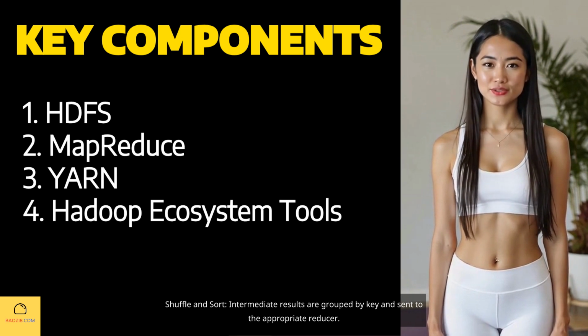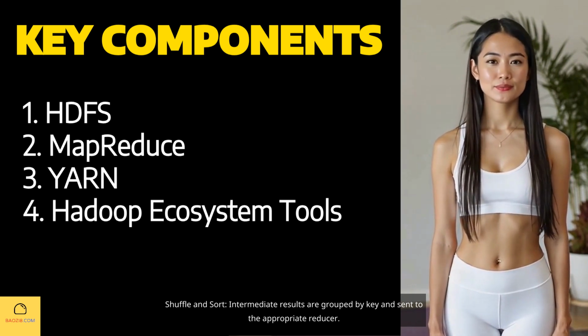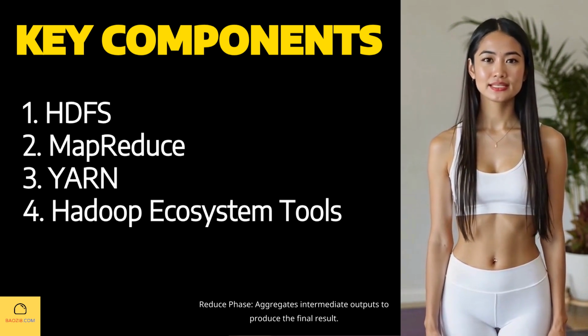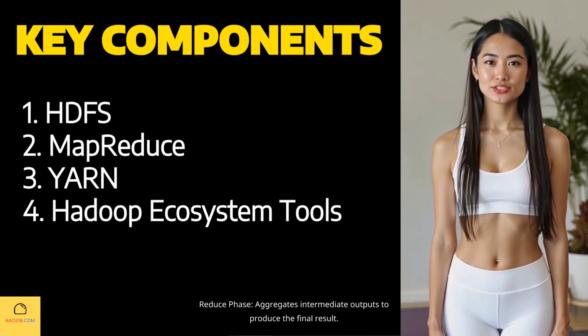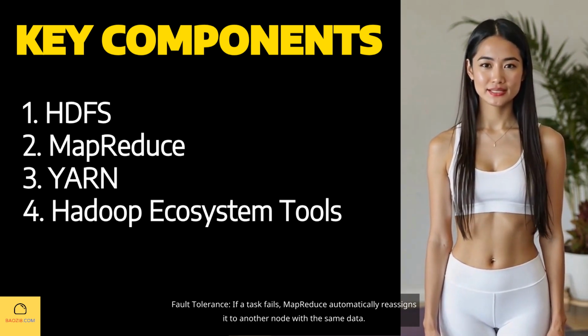Shuffle and sort. Intermediate results are grouped by key and sent to the appropriate reducer. Reduce phase aggregates intermediate outputs to produce the final result. Fault tolerance: if a task fails, MapReduce automatically reassigns it to another node with the same data.